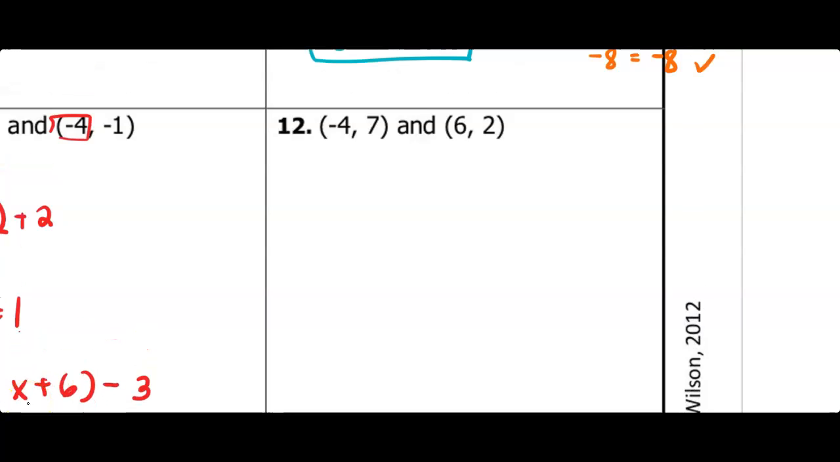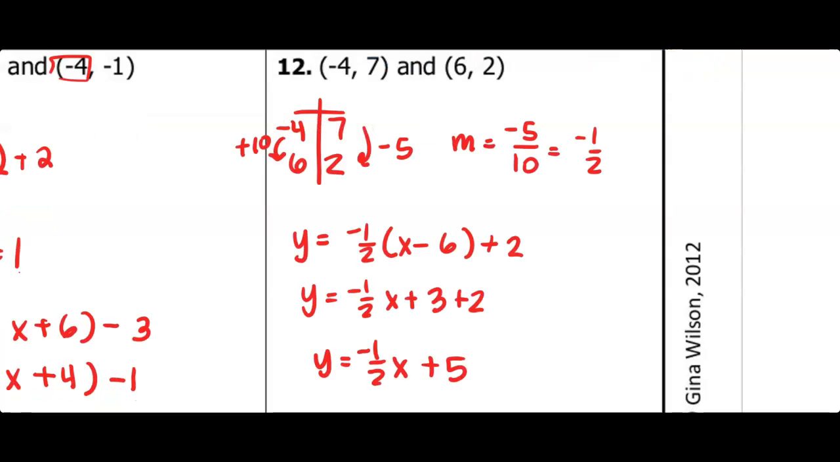All right, so you guys try number 12 on your own. So when you make your table and find your slope, you get that you're changing by -5 and 10, which gives you a slope of -1/2.